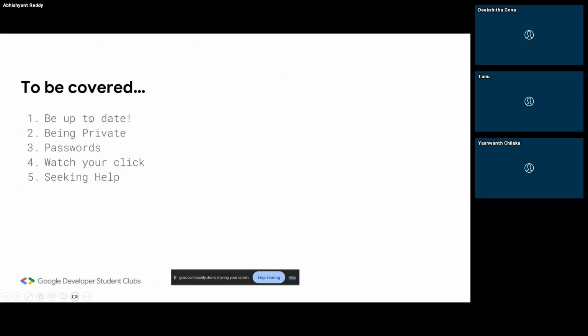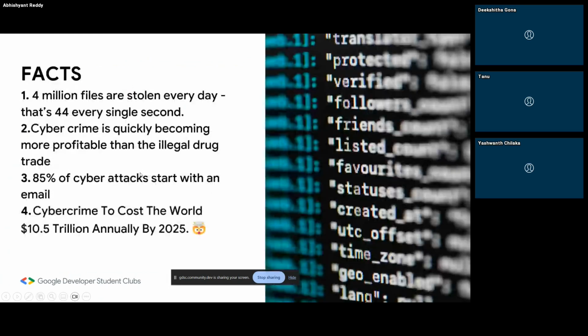We'll be covering a very simple topic. I'm going to keep it to the very ground level. Firstly, it is being up to date, being private, passwords, watching your click, and seeking help. We'll be going one by one. So, firstly, to start with, let's go through hacks.